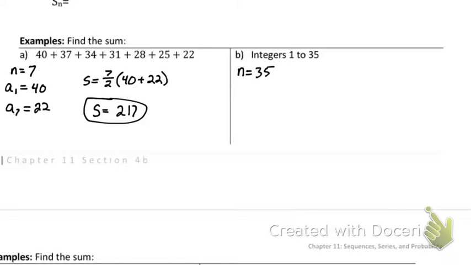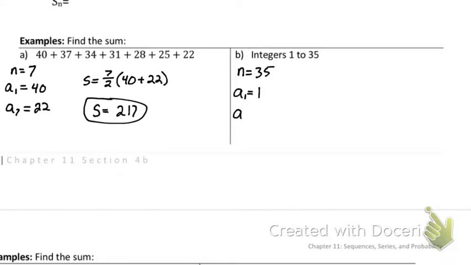Be careful on these, because I could say, what are the integers from 2 to 35? In that case, we have to subtract 1, and we'd have 34 terms. So you actually have to know how many terms there are. In this case, there's 35 of them, because we are counting 1 through 35. Our first term is going to be 1.